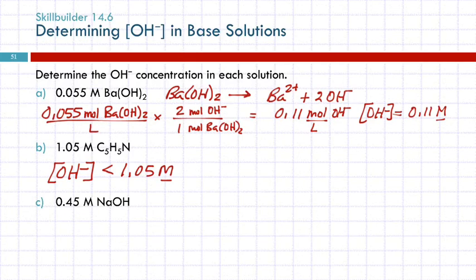What about 0.45 molar sodium hydroxide? Strong base, weak base? Strong base. It's a metal hydroxide. How many hydroxides per mole of sodium hydroxide? 1. So we don't have to multiply or anything. It's just going to be the same, 0.45 molar. Questions?